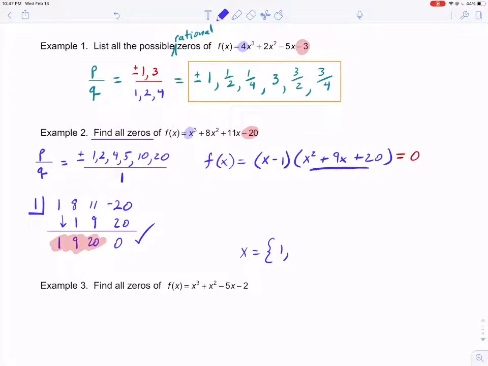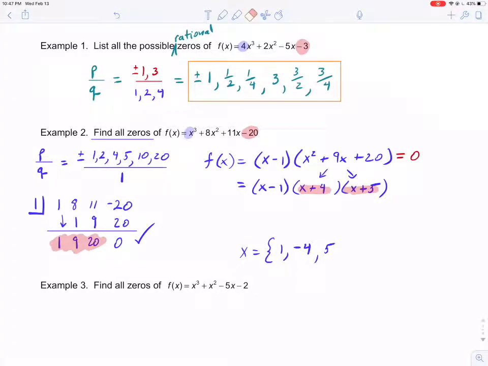But if we get a quadratic, we can use the quadratic formula from here. Or, if we're lucky, it'll factor from here. And this one actually does factor. So x squared plus 9x plus 20 will factor into x plus 4 and x plus 5. Which is to say that if we had tried negative 4 in our synthetic division, or if we had tried negative 5 in our synthetic division, then we would have also gotten a remainder of 0. All right, so we've just found that negative 4 and negative 5 are also zeros. It's a cubic polynomial. That's all 3 answers.